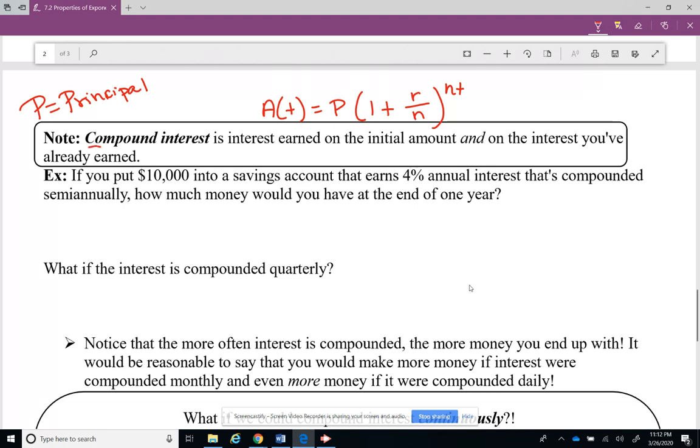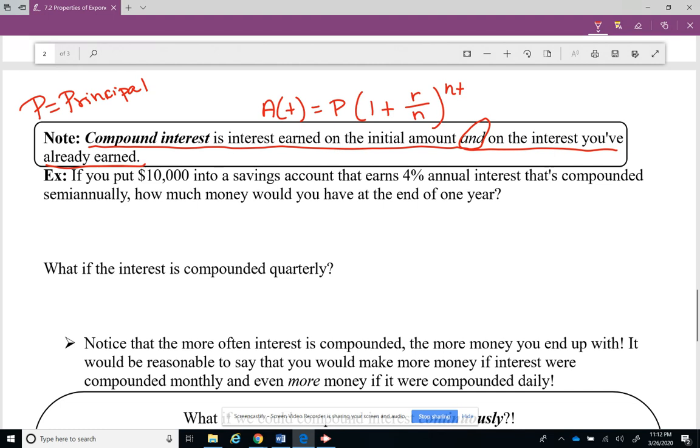So, compound interest is interest earned on the initial amount and on the interest you've already earned. Let's say you put money in the bank and it earns interest after 3 months. You have that money that you put in the bank plus the interest. And then in 3 more months, it earns more interest. So you're putting more money on top of what you already had. So this is called compounded interest, where it's continuously being compounded.